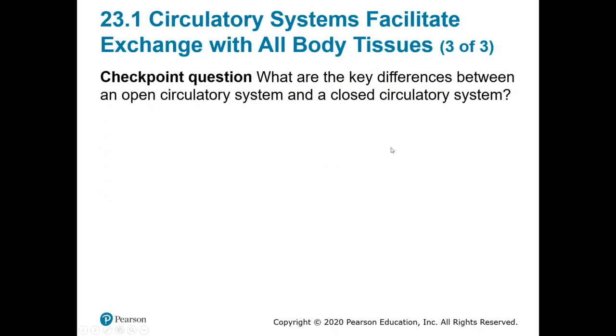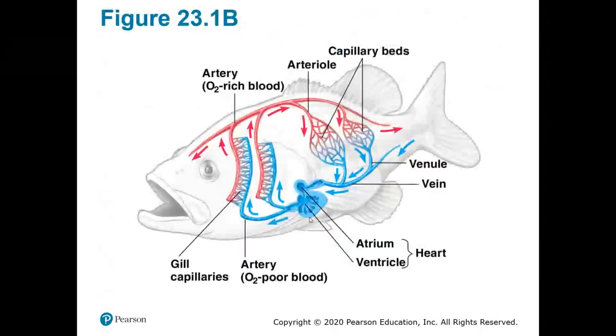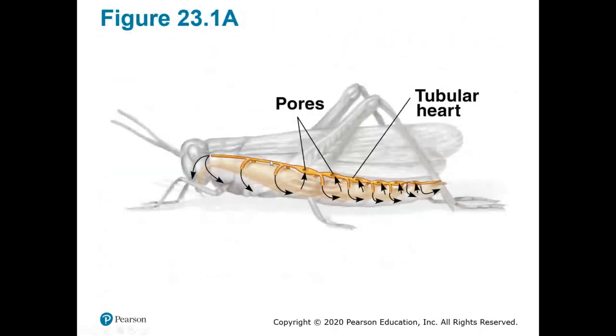So what are the key differences between an open system and a closed system? Vessels in an open system do not form an enclosed circuit from the heart through the body and then back to the heart. And the circulatory fluid is not distinct from interstitial fluid. So it's not really even truly what we think of as blood. It's just a fluid that kind of rotates around through the body, all right? So if we go back to this, we just simply have a heart that will pump the fluid that's in the body, and it just circulates the fluid around and around.